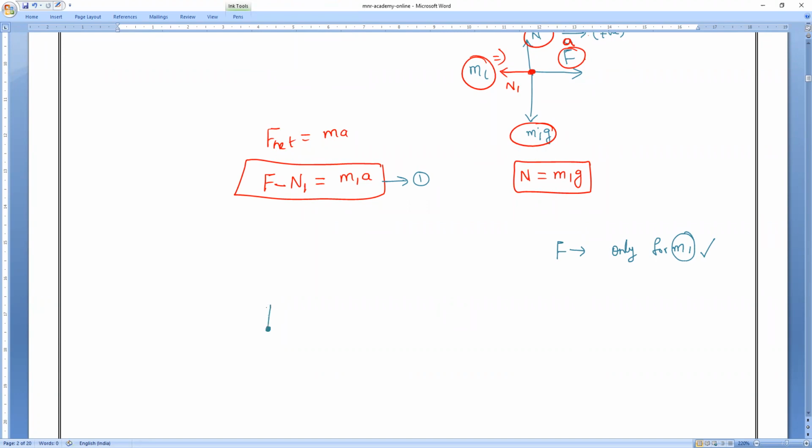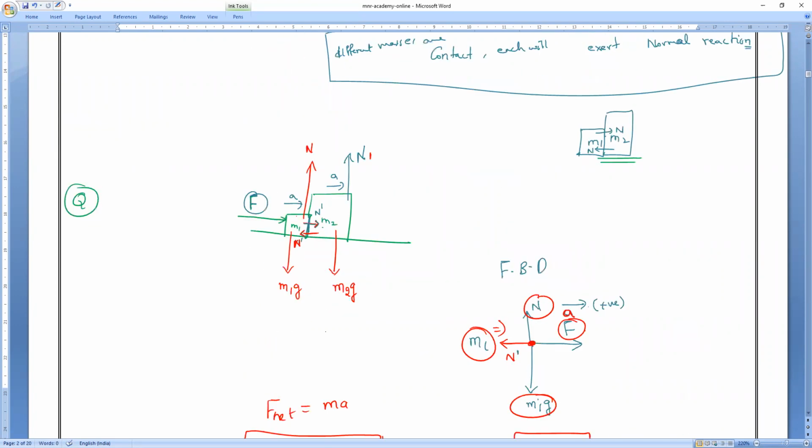One upward force is acting, normal, N1. Sorry, N1 or N dash? Here N1 should not come, so it is N dash. Check it here: I assumed the normal reaction exerted by body 1 is N, the normal reaction exerted by body 2 on body 1 is N dash, and the normal reaction exerted by body 1 on body 2 is also N dash. Is it okay, everybody?